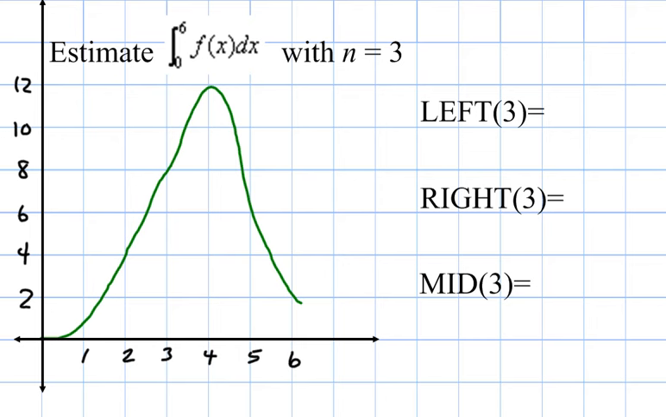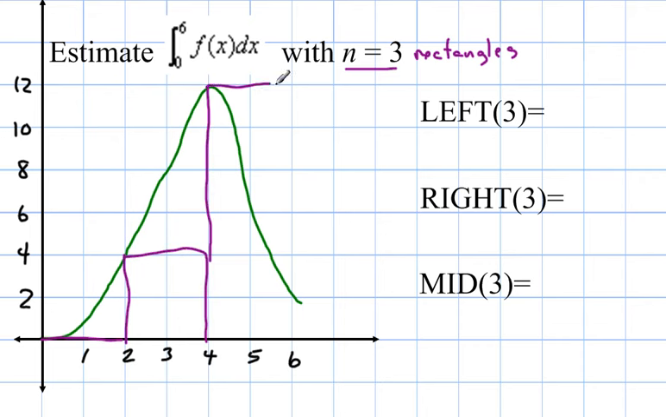to our new rules. So in this problem, we are asked to estimate the integral from 0 to 6 of f of x dx, and we're told that n is going to be 3, so that means we're going to have 3 rectangles. And let's start off with left 3. So if I do left 3, my first rectangle has a height of 0, so that's nice and easy. My next rectangle is going to have this height of 4, and my last rectangle right here is going to have a height of 12. So if we do this right here, we've got a width of 2 and a height of 4, that's 8, and a width of 2 and a height of 12, that's 24, and 8 and 24 together gives us 32. So there's our left hand.